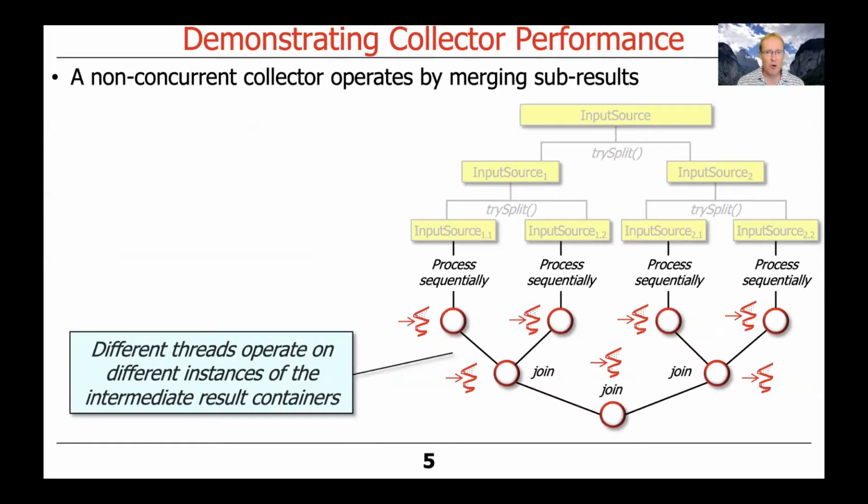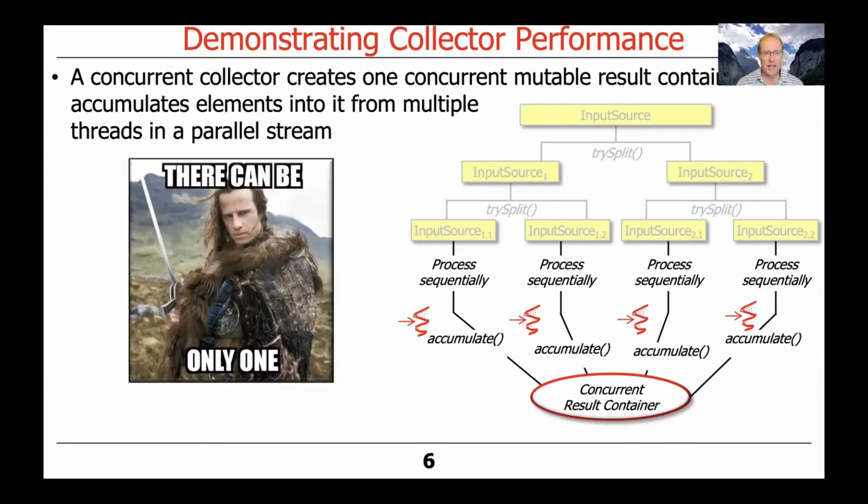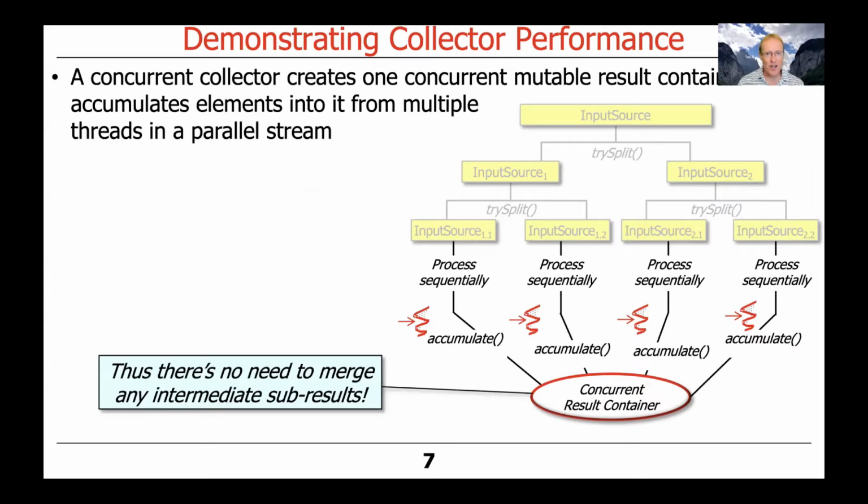Non-concurrent collectors operate by merging subresults. I think you probably know that by now. And that means that different threads operate on different instances of these intermediate result containers. Conversely, the concurrent collectors, as we've talked about, have a single concurrent mutable result container that accumulates all the elements from multiple threads that are running as part of the apply phase in the split, apply, combine paradigm. So there's only one of them. As a result, there's no need to merge any intermediate subresults.